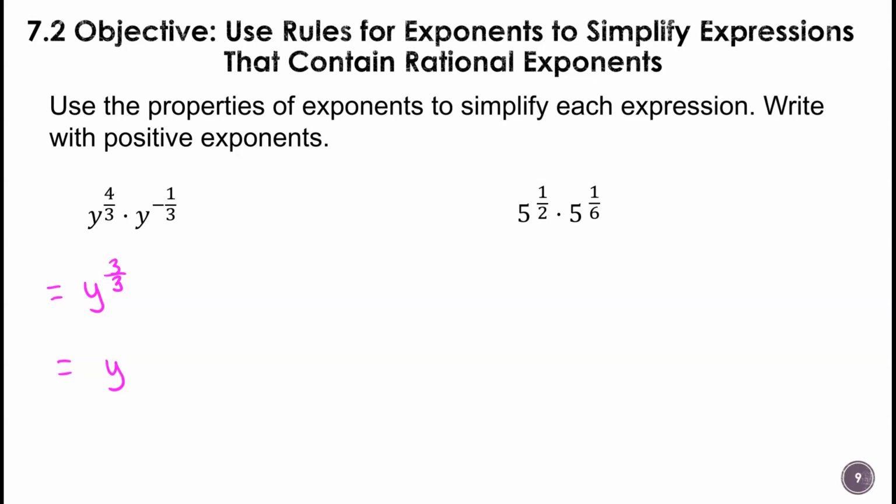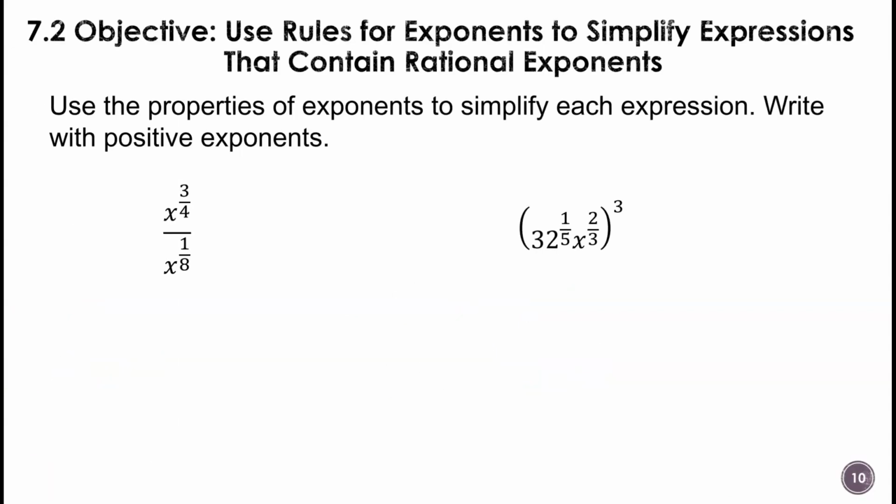And then on the next one, I have 5 to the 1/2 plus 1/6. You certainly can put your fractions on your calculator to add them, but 1/2 would be 3/6. So this is 5 to the 4/6, and that simplifies as 5 to the 2/3. So just make sure that if you have a fraction that simplifies, you do simplify it as you're working through this.